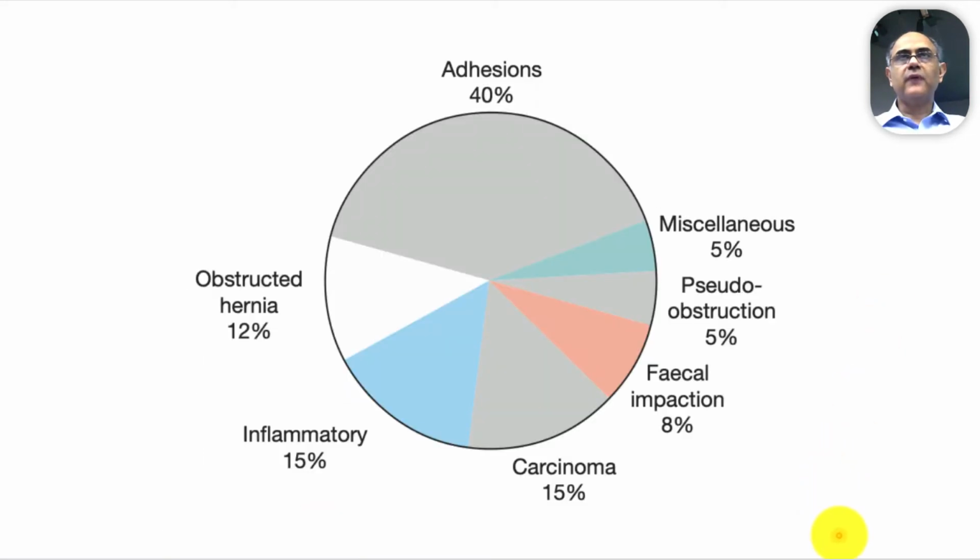So overall, if you see the intestinal obstruction, the most common cause is the adhesion, what we see, and then the carcinomas, 15%. So malignancy is mostly related to the large bowel, but small bowel can also have malignancy. The other causes are not very common. Inflammatory causes and hernias are, I think, the third most common causes. And simple pseudo-obstruction and simple fecal impaction in old age can also lead to intestinal obstruction.